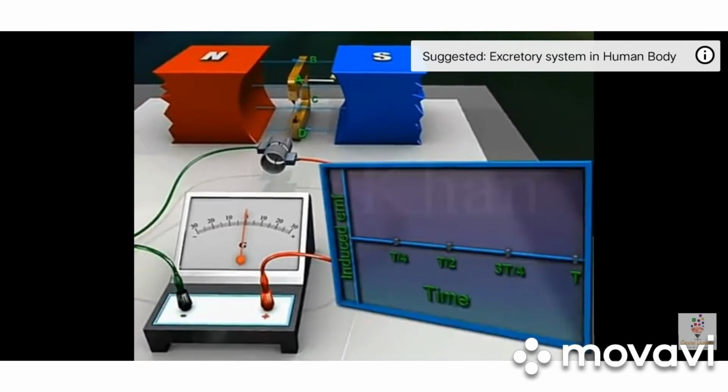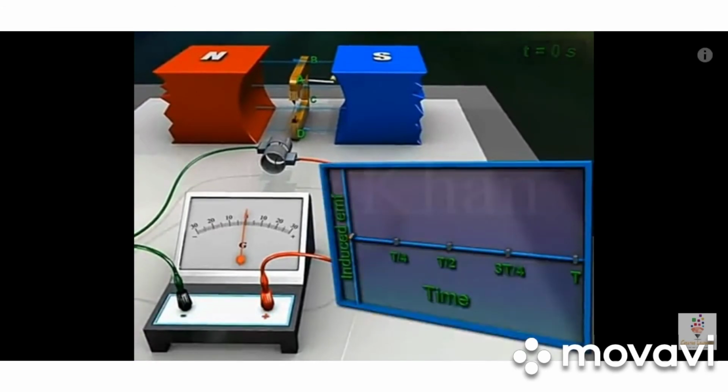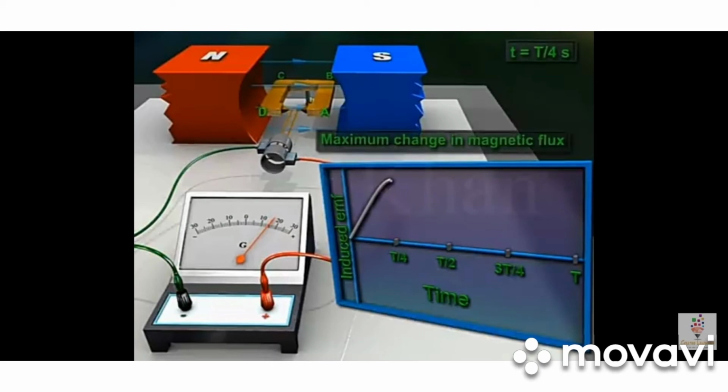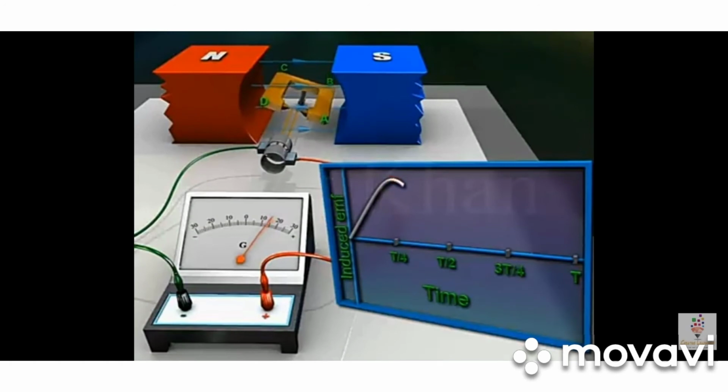Let us see, when AB is moving towards the south pole of the magnetic field, the galvanometer shows deflection towards the right hand side. That means the current flows through B2 to B1. The graphical representation is at T by 4 seconds. The peak of the graph is at T by 4 seconds, where AB is parallel to the south pole of the magnetic field. When AB is getting downwards, perpendicular to the magnetic field, the graph shows T by 2 seconds. The galvanometer shows the current direction changes, again it comes back to the 0 position.